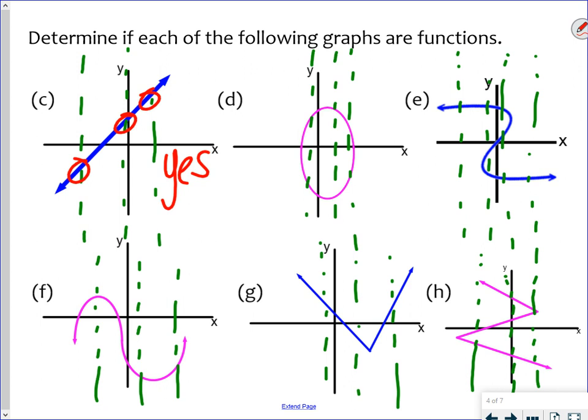Letter D, I've got multiple holes on my lines. No. Not a function. Okay, or a simple no. Letter E, good.